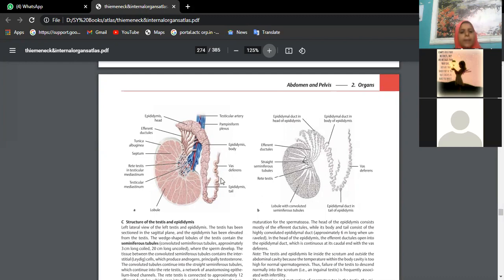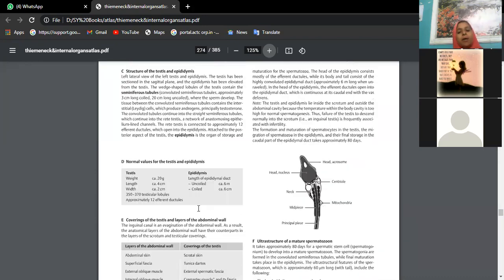Okay. This network of veins is actually called the pampiniform plexus of veins, and towards the artery you are finding the testicular artery. These are the contents of the spermatic cord.